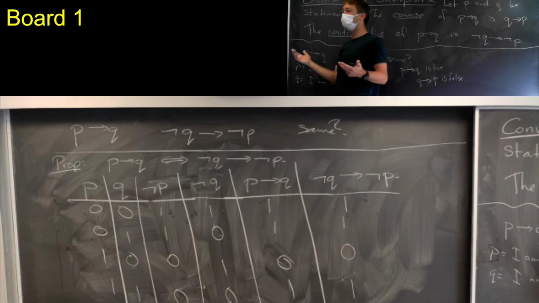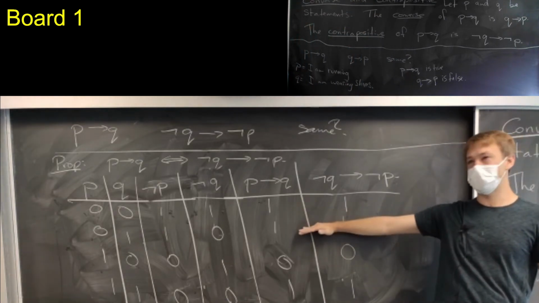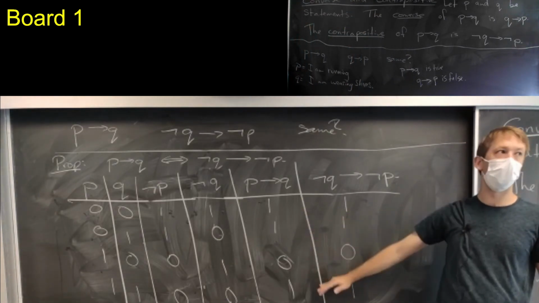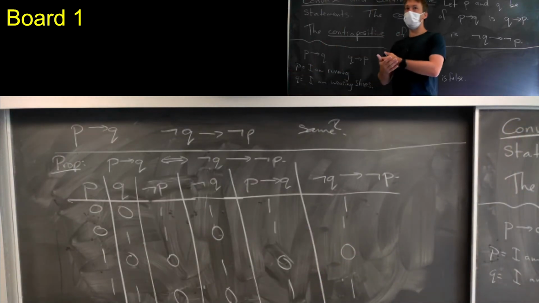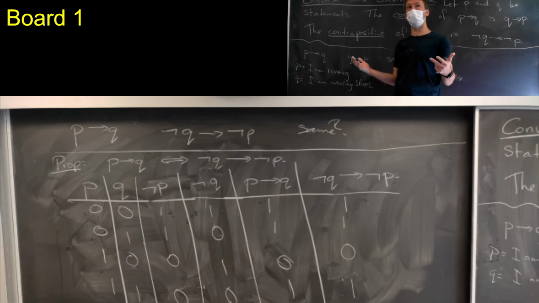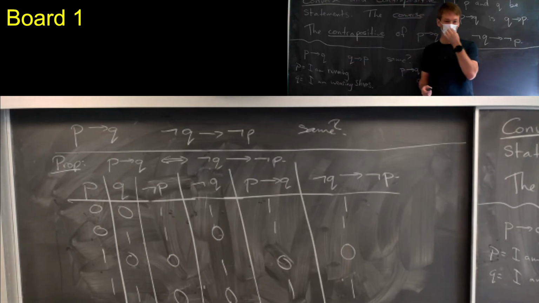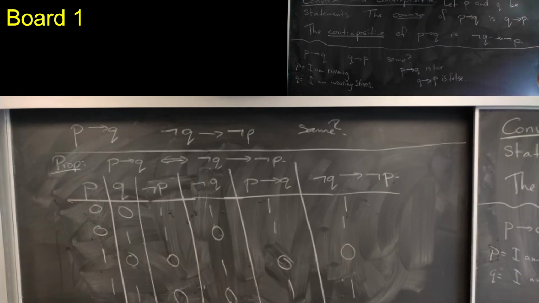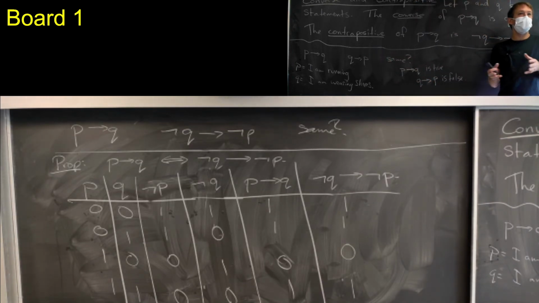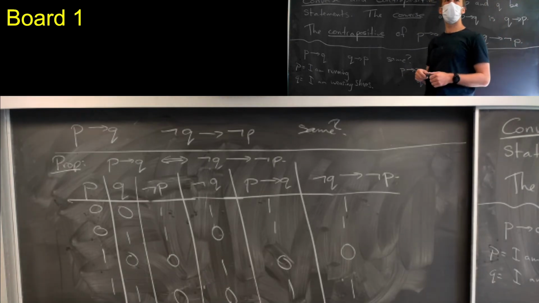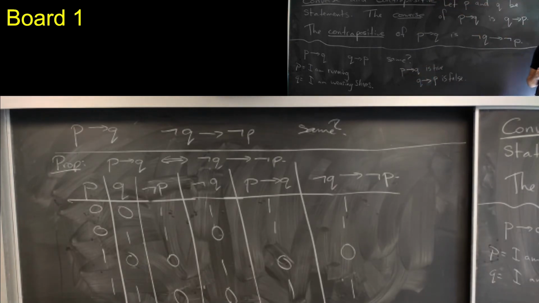And lo and behold, if you look at these rows, they're exactly the same. 1, 1, 0, 1. So these are logically equivalent. And logically equivalent means that they're the same, totally the same. Okay, so that's something to remember. The converse of some implication is not necessarily the same as the original implication, but the contrapositive is the same. They're really the same statement. Any question about that? Okay.